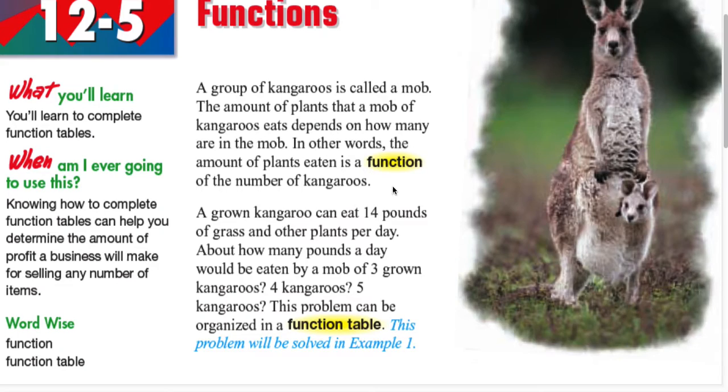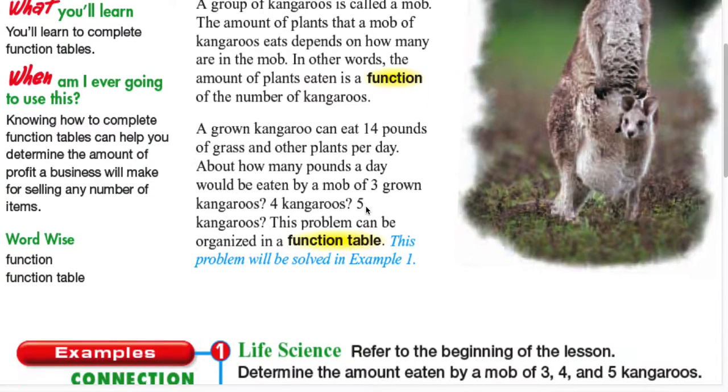A function is basically a relation. It is a relationship between two factors, in this case, the amount of plants eaten and the number of kangaroos. In this relationship, the amount of plants eaten is dependent on the number of kangaroos there are in a mob. A grown kangaroo can eat 14 pounds of grass and other plants per day. So about how many pounds a day would be eaten by a mob of 3 grown kangaroos, 4 kangaroos, and 5 kangaroos? We'll solve this problem by using what we call a function table, and we will do that in example 1.